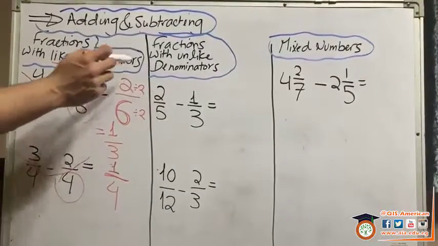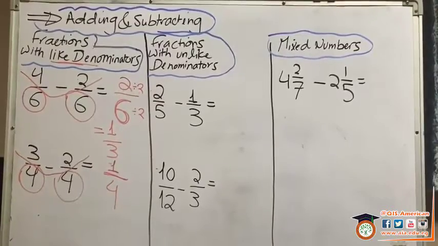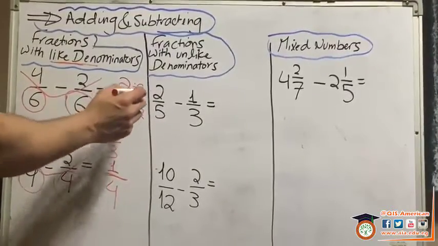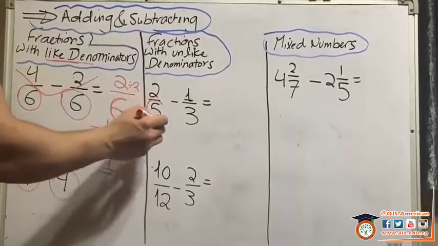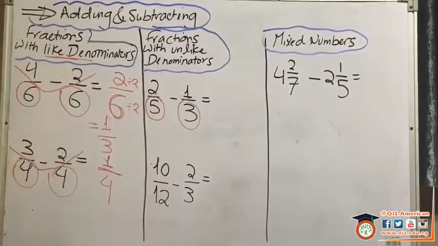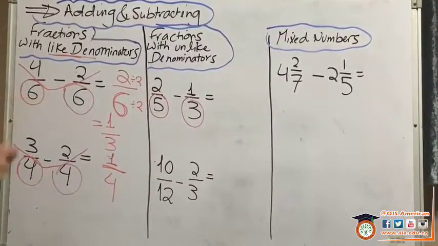Okay, let's move on to the next one. Fractions with unlike denominators. How do I deal with fractions with unlike denominators? Here I have a 2 over 5 minus 1 over 3. So I'm gonna check these numbers. 5 and 3, which means they are different, which means this way is not gonna work.